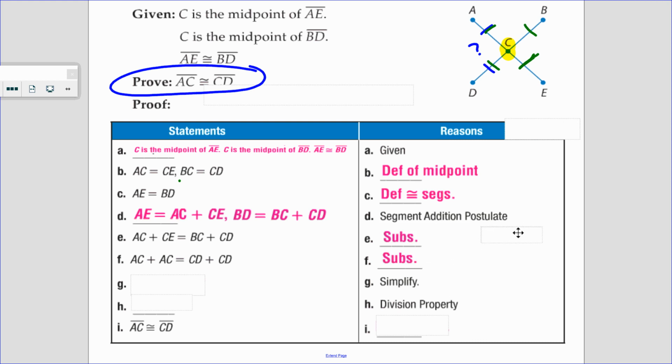And then this step is a little weird, but you substituted as well. If we have AC plus AC, that can be simplified to 2AC. If you have CD plus CD, that simplifies as 2CD. So 2AC equals 2CD. We can divide by 2. So we get AC equals CD. And then therefore we can say that AC is congruent to CD because of the definition of congruence.